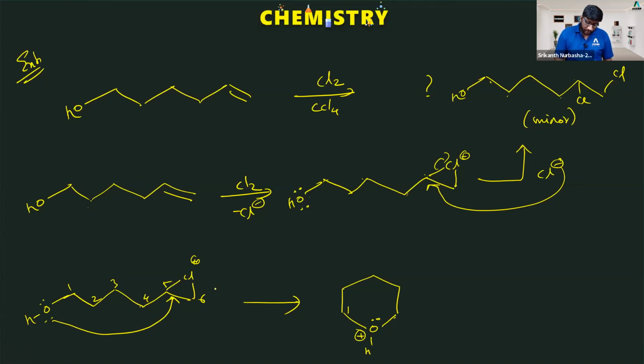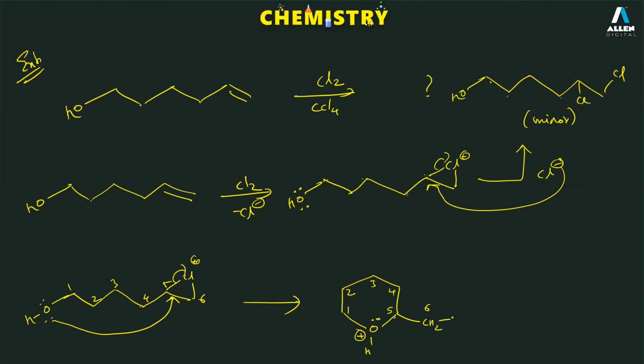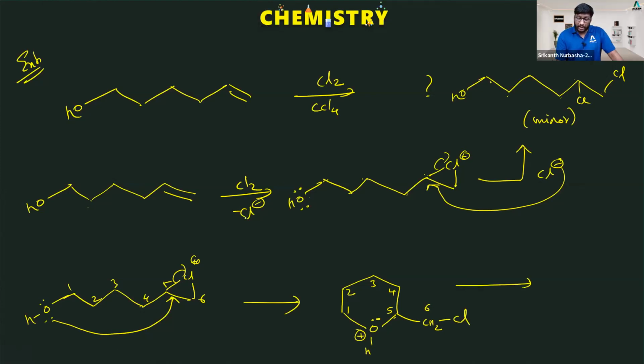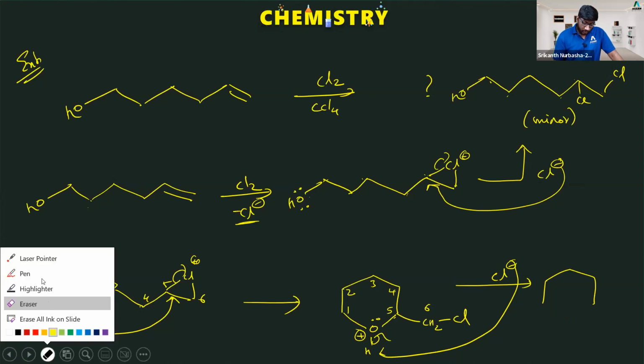Oxygen is connected to first, first to second, second to third, third to fourth, fourth to fifth. At the 5th carbon, the chlorine electron density is lost. The 5th carbon is connected to which carbon? 6th carbon. The 6th carbon is CH2. The 6th is connected to Cl. The chloride ion which is lost in the first step, no. Here we have the chloride ion lost, no. That chloride ion will try to pick up the proton now, and it will form ultimately this compound. Ultimately, this compound is formed, which is the major product.